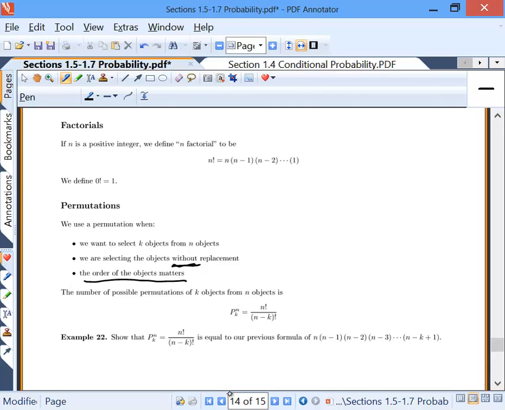So the number of possible permutations, meaning all of the possible scenarios we can come up with if the order matters and we don't replace them, is n factorial over n minus k factorial. And we use the notation P with the little n and the little k. How many of you have that on your calculator or know where it is? Or the factorial. Factorial should be on everyone's calculator somewhere.